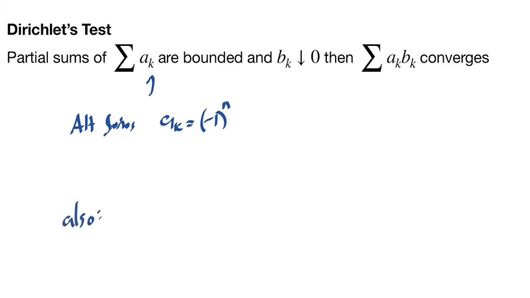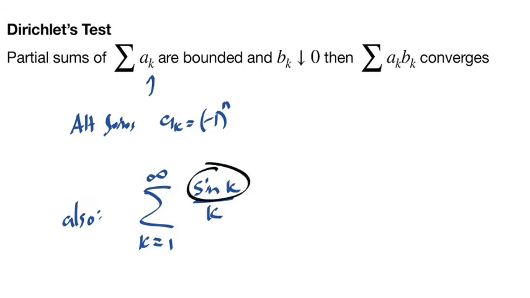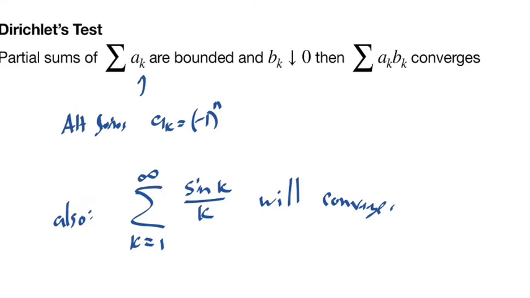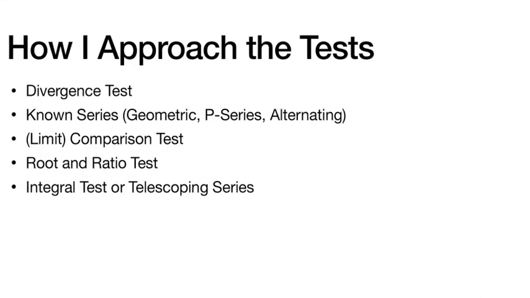However, notice that also we might have something that looks like this: the sum as k goes from 1 to infinity of, say, sine of k over k. What is this going to do? Well, notice this top part, sine is bounded, and this part, b of k, converges to 0. So this is also going to converge. All right, so that's Dirichlet's test.